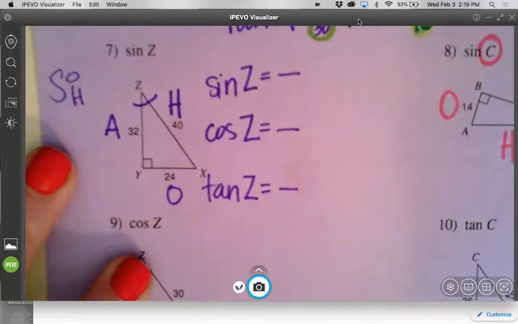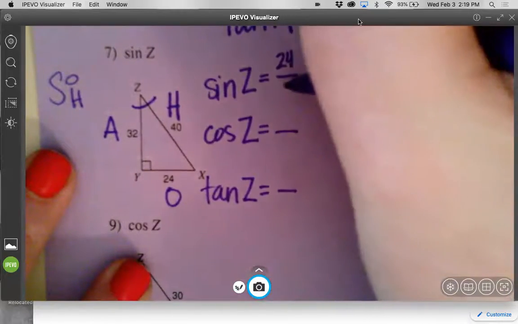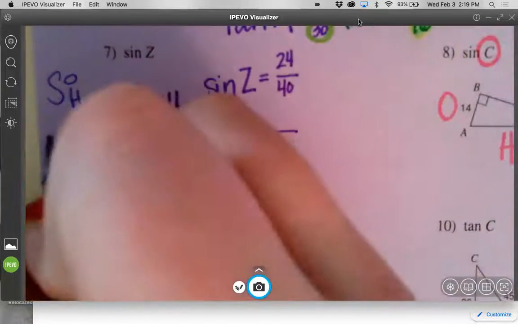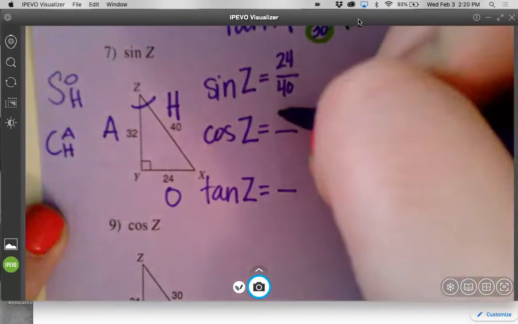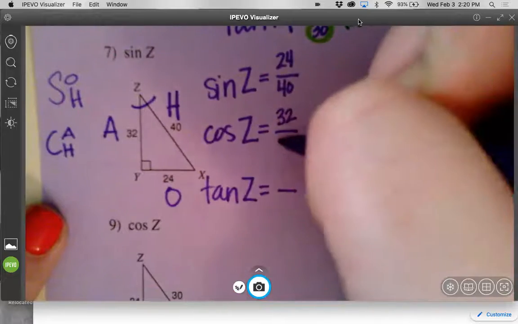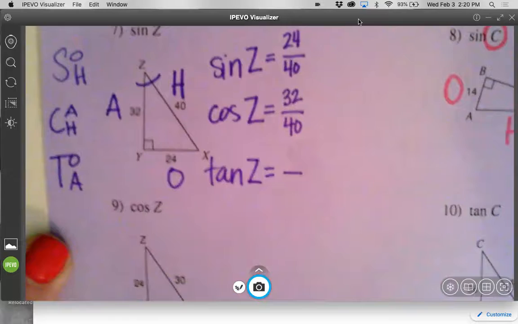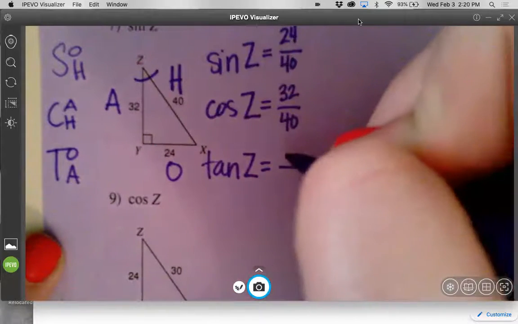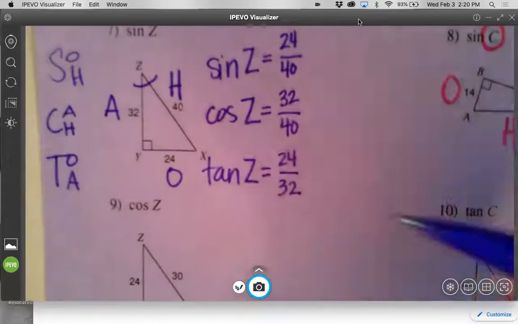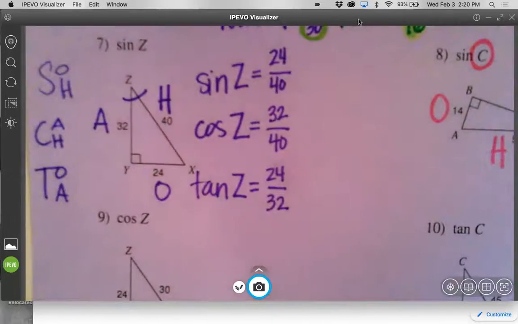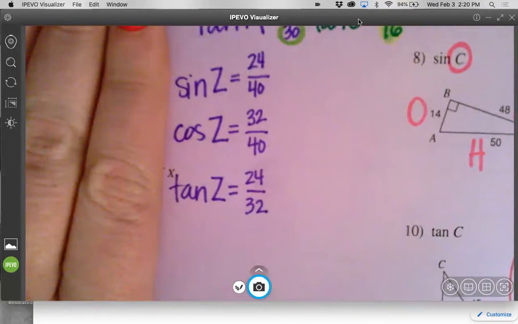So what is the top number for sine of Z? And the bottom number is 40. CAH, C-A-H. Cosine's top number is 32, and the bottom is still 40. And then tangent, TOA, opposite over adjacent: 24 over 32. Okay, now cover up that triangle. Once you've got that written down, cover up the triangle, and we're going to find all of the other ones.